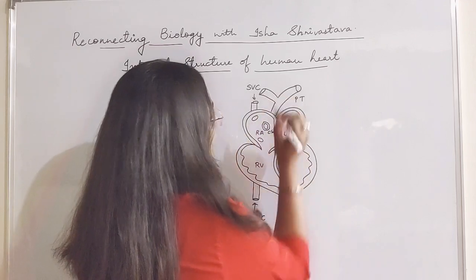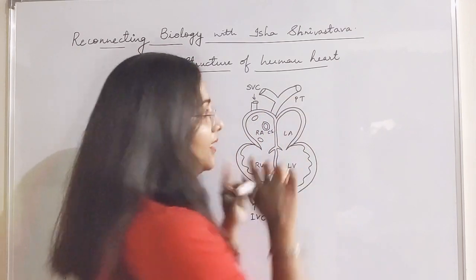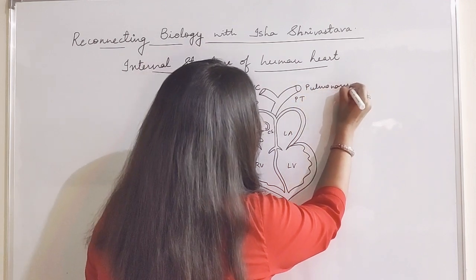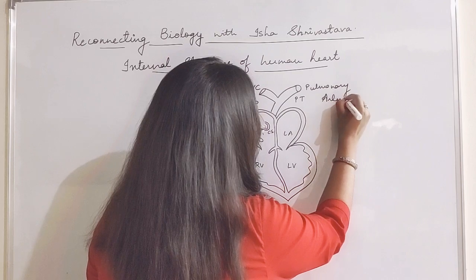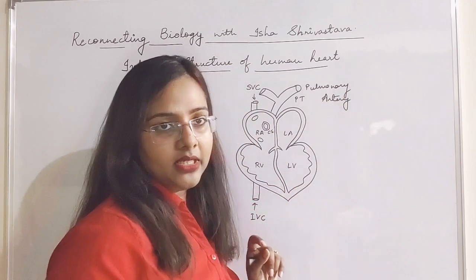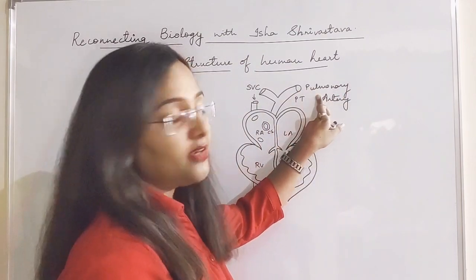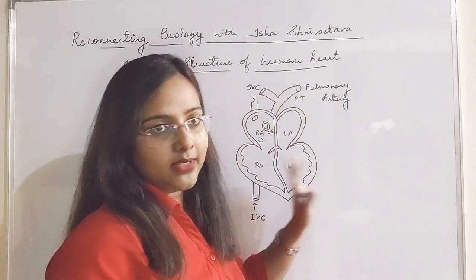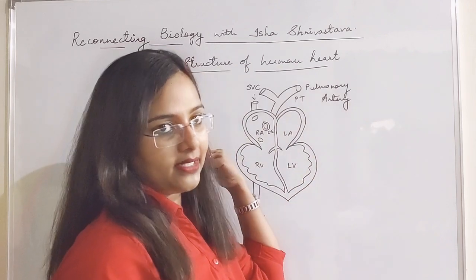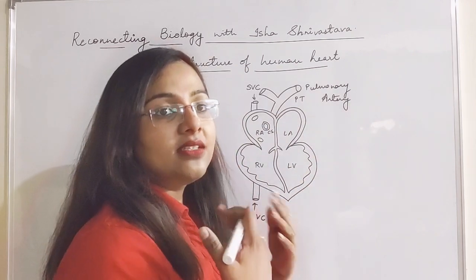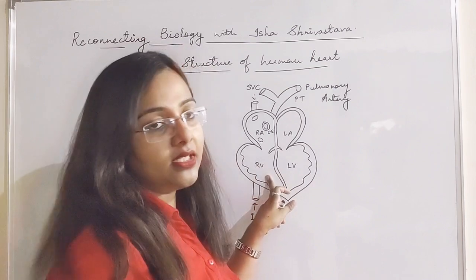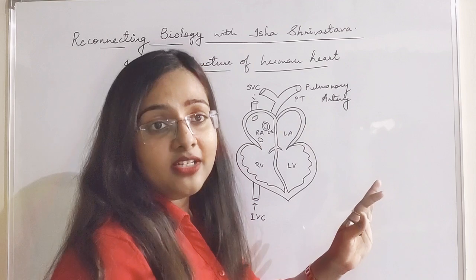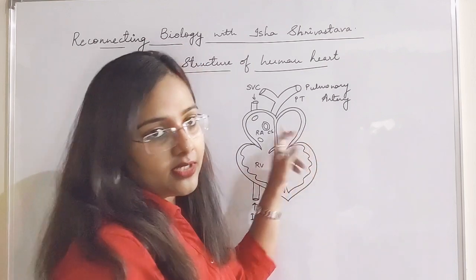Now this pulmonary trunk further splits into 2 parts. They are called the pulmonary arteries. This is the left pulmonary artery and this one is the right pulmonary artery. Each of them goes into each of the lungs. One goes into the left lung, the other goes to the right lung. There it takes the deoxygenated blood from the right ventricle, helps in the oxygenation and then brings the oxygenated blood back to the left atrium.